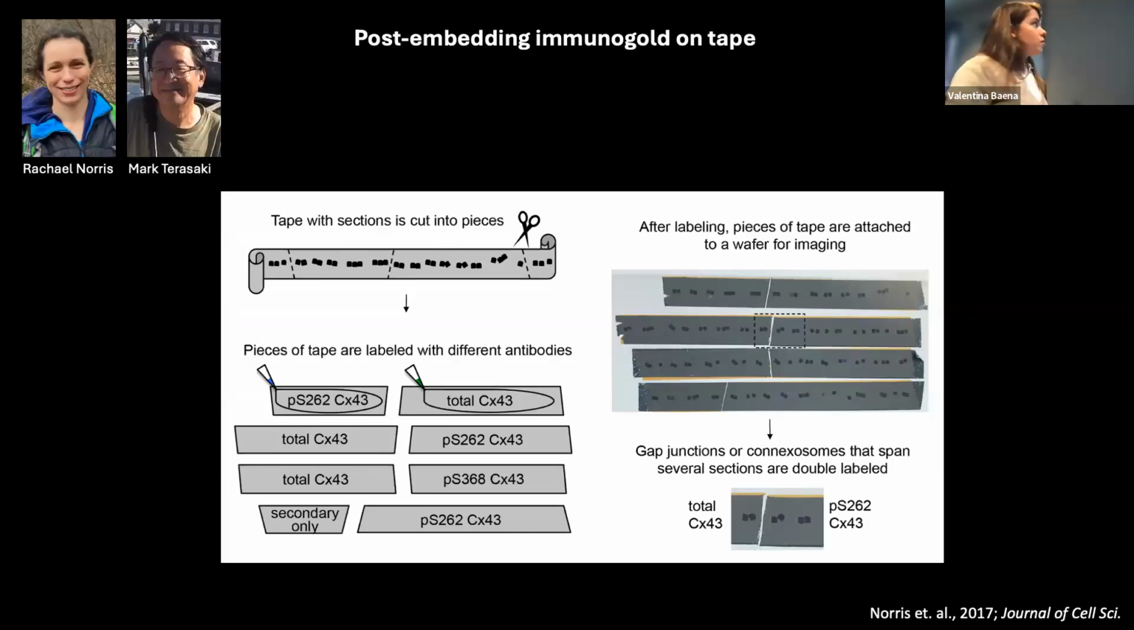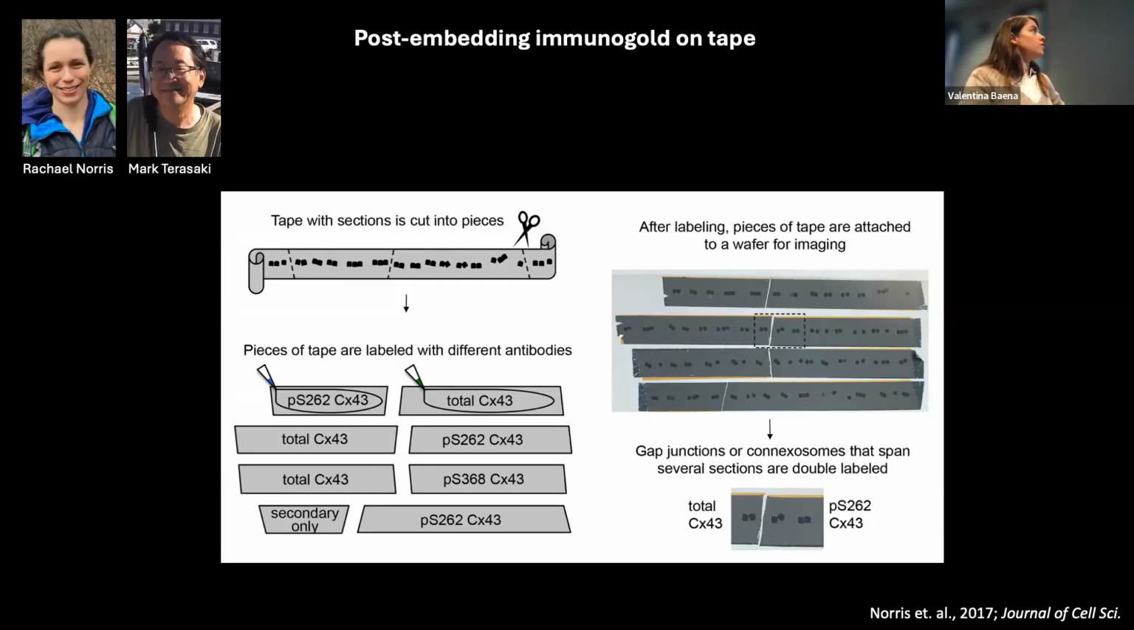So to end, I just wanted to highlight some of this work. This was done by Rachel Norris and Mark Terasaki. They've been working on this for several years, and I think the idea is brilliant. So what they're doing is high pressure freezing tissues, embedding them in low acryl, cutting them with the ultramicrotome and collecting them on the tape. And what you can do is take that tape and cut it into sections, lay it on the wafer, and then label those pieces of tape with different antibodies.